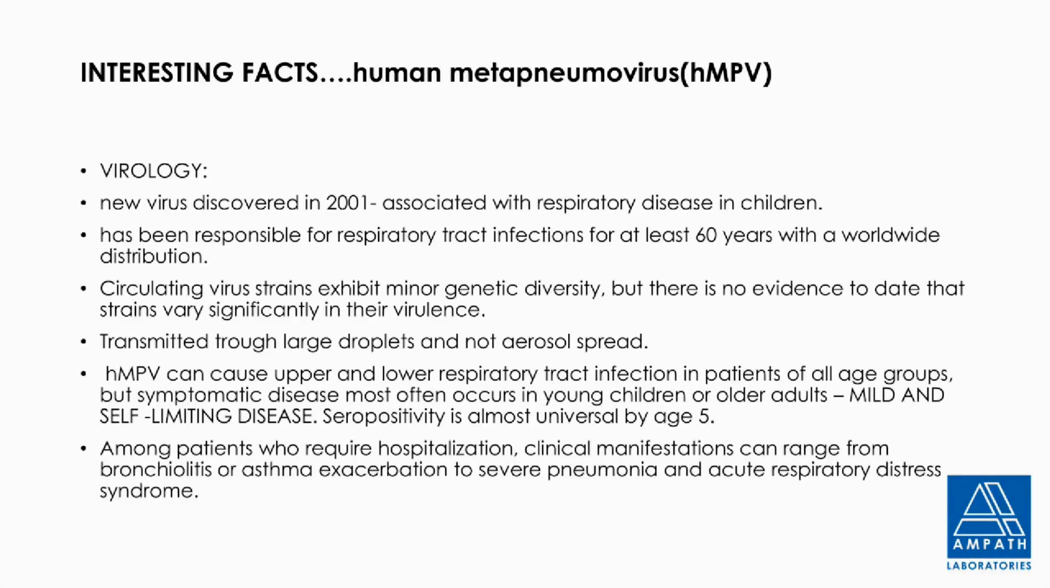So it has a worldwide distribution, tends to be associated with respiratory disease, mainly in children. And your circulating virus strains exhibit minor genetic diversity, but there is no evidence to date that strains vary significantly in their virulence. So that's a good thing. And here it's transmitted through large droplets, again, can cause upper and lower tract disease, but it's self-limiting and mild in the majority of cases.